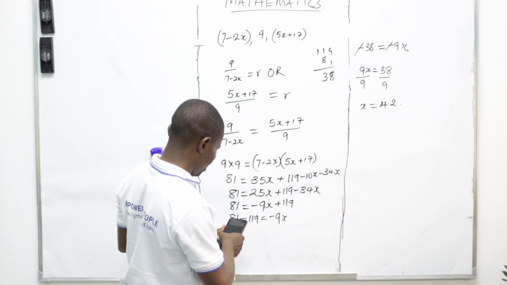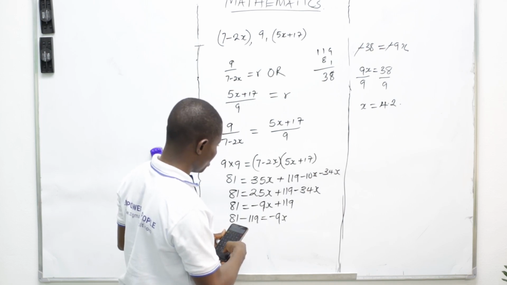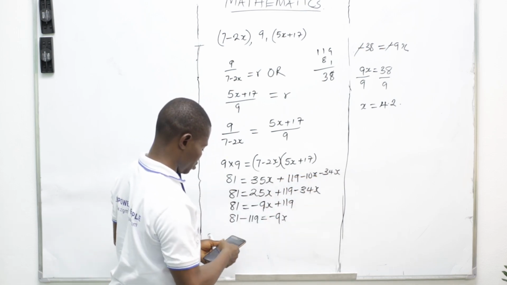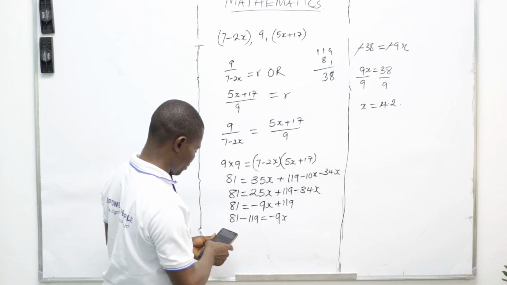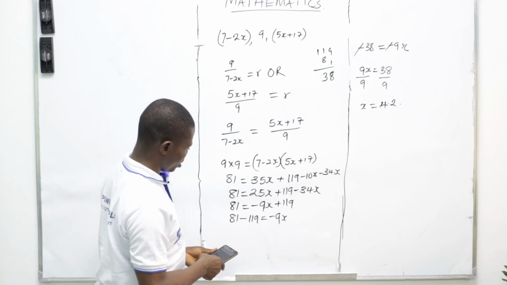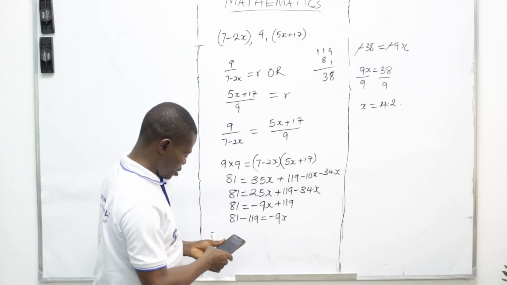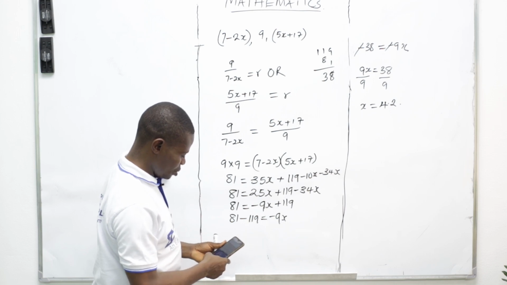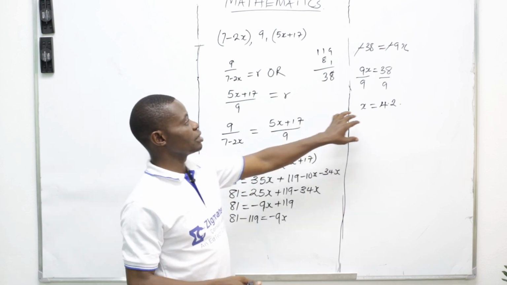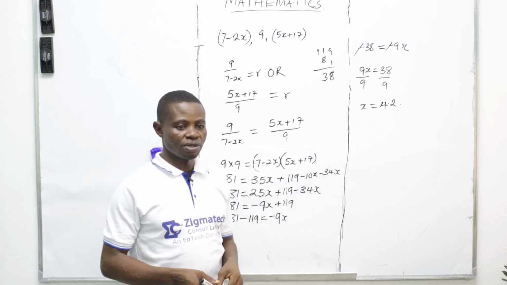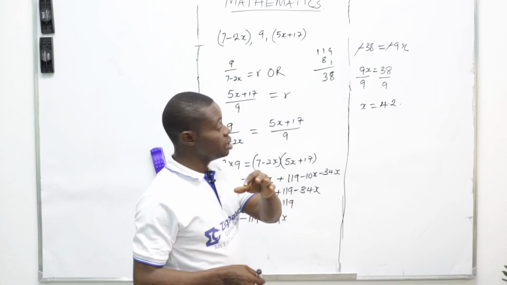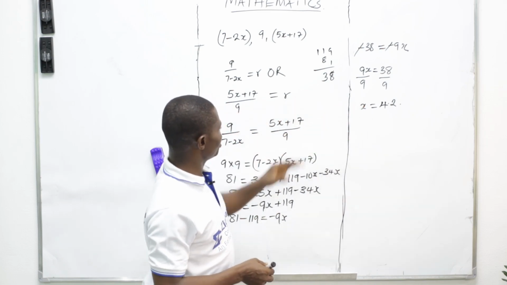7 times 17, 119. Okay, minus 44. 44 minus 35, that is 9. 9 times 9, 81. 81 minus 119 equals minus 38. Meaning the value of x is what? 4.2. Now, 4.2 is the value of x.